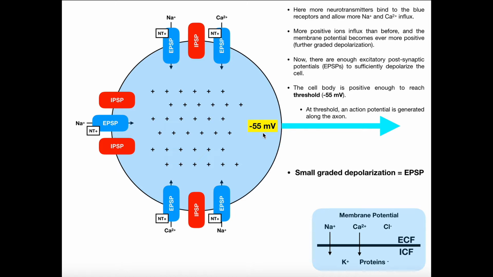And again, these neurotransmitters would have to bind to these receptors for the ion channels. The ion channels would have to open, and then these positive charges would have to influx. That is calcium and sodium.